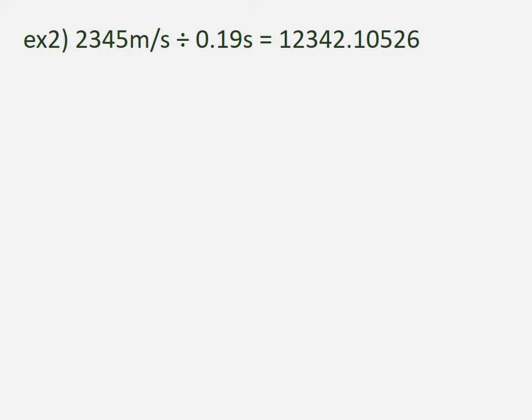Example 2, 2,345 has 4 significant figures and 0.19 has 2 significant figures. So that means my answer is allowed to have 2 significant figures. So the 1 and the 2 is what I'm going to keep. 342.10526 is what I will have to round off. So 12,342 will become 12,000.